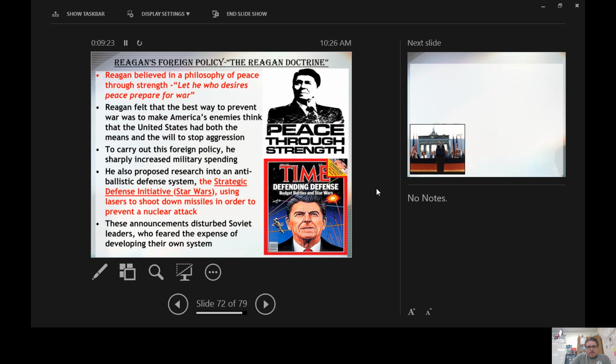He also proposed research into an anti-ballistic defense system, the Strategic Defense Initiative, nicknamed Star Wars, using lasers to shoot down missiles in order to prevent a nuclear attack. These announcements disturbed Soviet leaders who feared the expense of developing their own system. Now, I'm not saying this was a complete con, but we probably couldn't have actually built that.